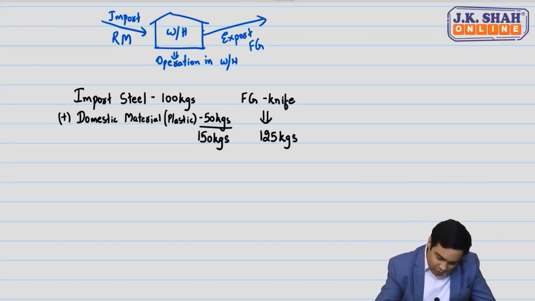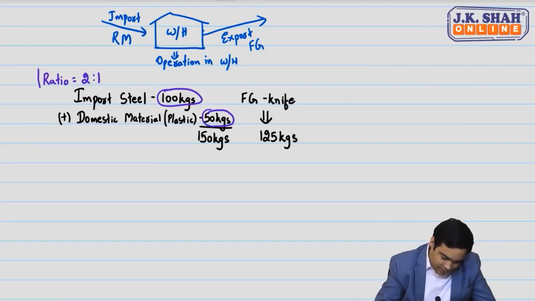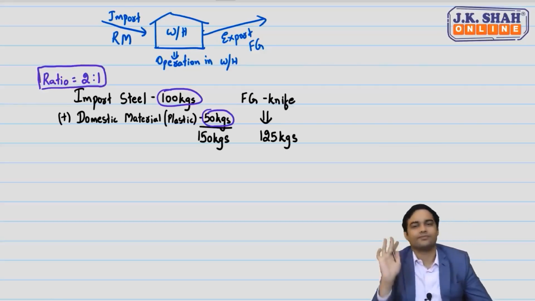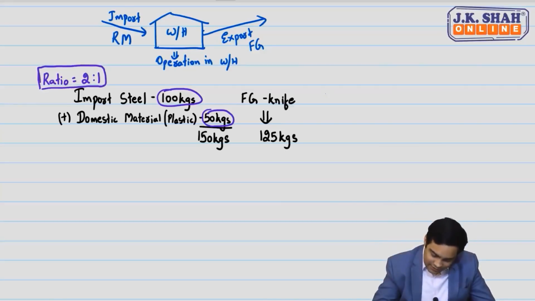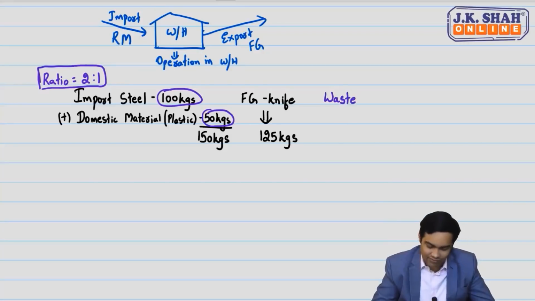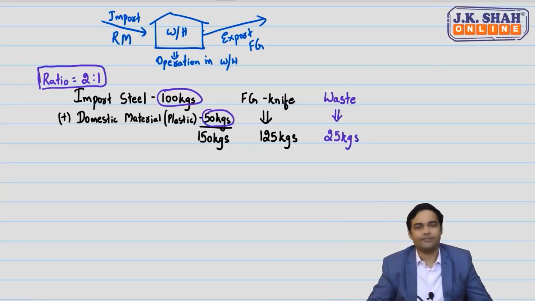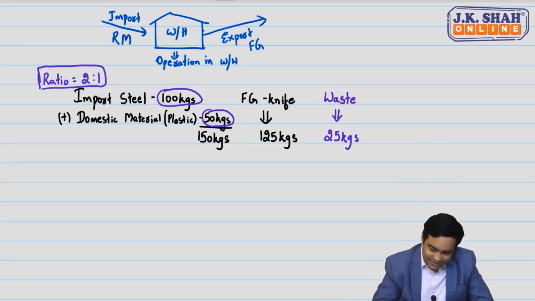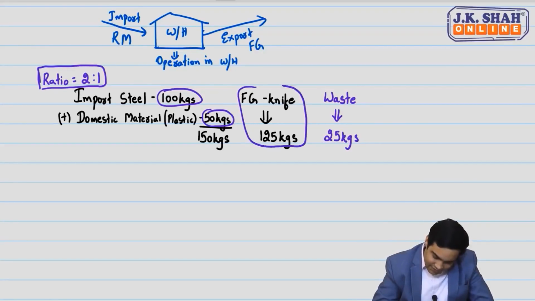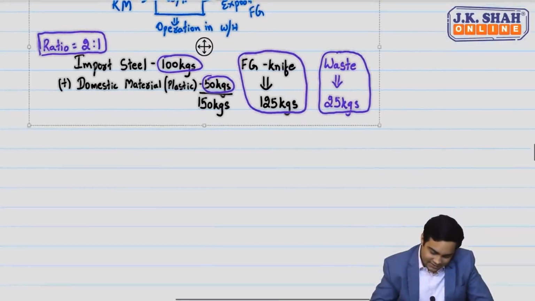And can you see one ratio? What ratio, sir? 100 to 50. The ratio is 2:1. Correct? So imported material to domestic material is 2:1. This will help us later. I am just keeping it here. Now, finished goods is 125 kgs. Can you tell me what would be the waste? Sir, 150 kgs was both. Finished goods is 125. So this will be 25 kgs. Clear? Now we need to understand the taxability on this finished goods and on this waste. That's our target. Correct? Let's start. See this carefully.